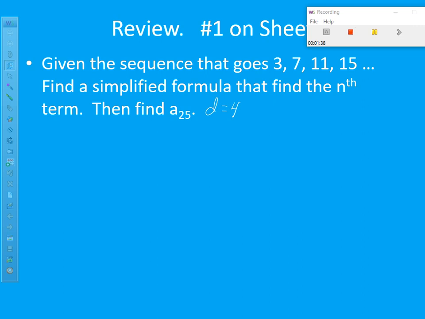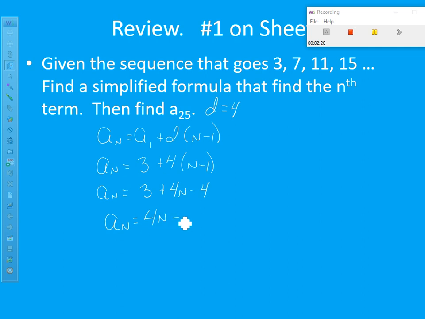So now you're going to look at your note card and use this formula right here, the one that says A sub n equals A sub 1 plus D times n minus 1. Now you're just going to sub in these values. A sub n equals A sub 1 is 3, my D value is 4, and there's always n minus 1 there. We will now distribute the 4. So I've got 3 plus 4n minus 4. Combine your like terms. So I've got 4n minus 1.